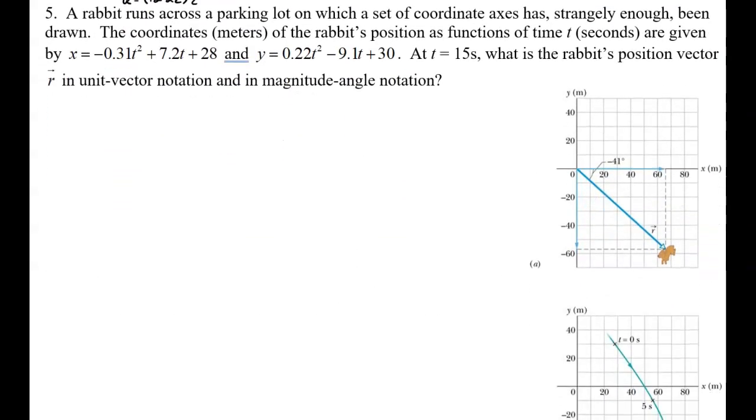All right, so let's scroll down here. Let's look here at another example. We have a rabbit running across a parking lot. And strangely enough, some weird, evil physics person has maybe coordinated to have some grids drawn. Who thought? So we have the rabbit's position. Here's his x coordinate right here, and his y coordinate is right here. Those are the functions. So we want to know at t equals 15 seconds, what is his position vector?